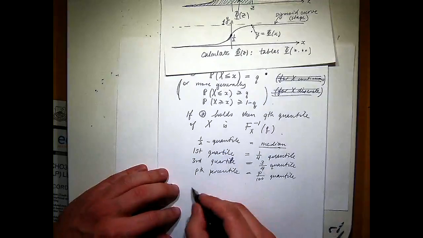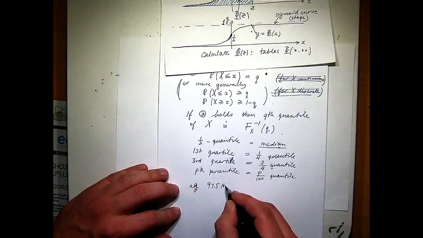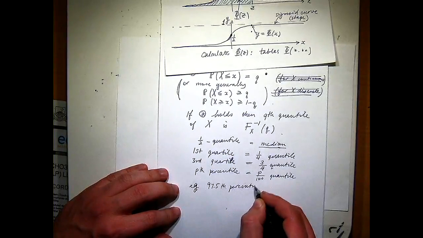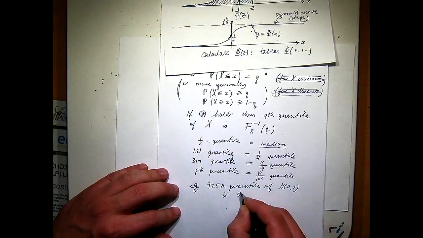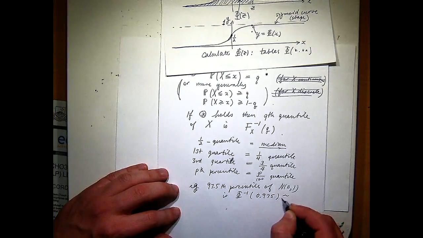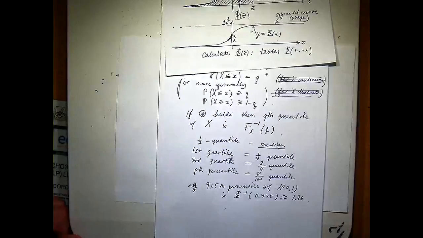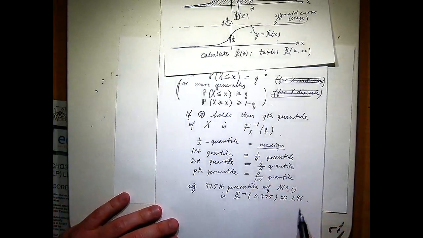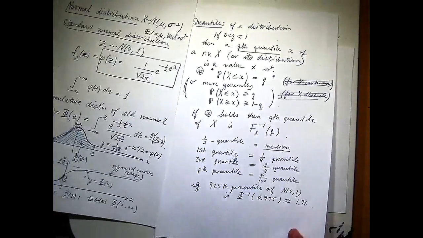So those are examples of quantiles. For example, the 97.5th percentile of normal 0, 1 is phi inverse of 0.975, approximately 1.96. That would be good enough precision for anything you needed to do. And you can find that in the table. You look at 1.96 in the table and you'll find phi, but it's pretty close to that. Okay, so that's the basics of the normal, which are probably quite familiar to you.